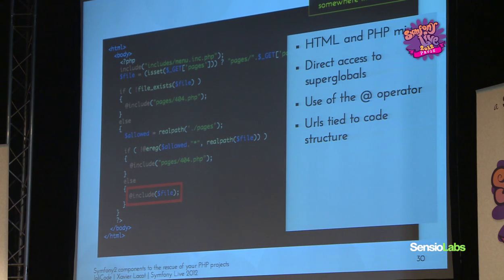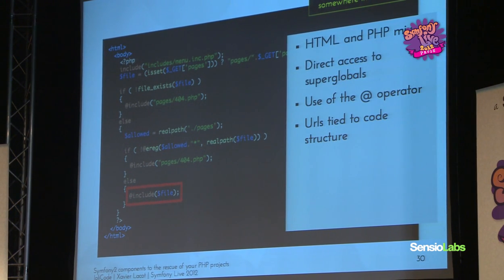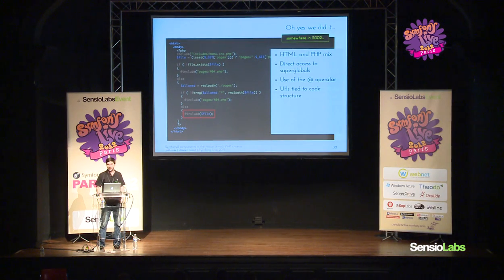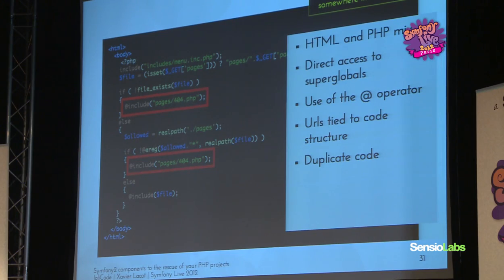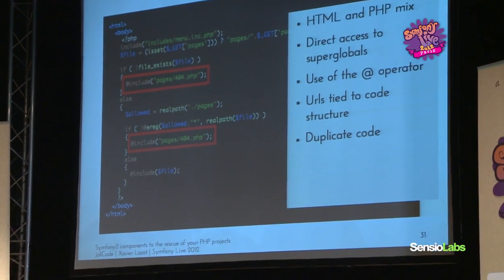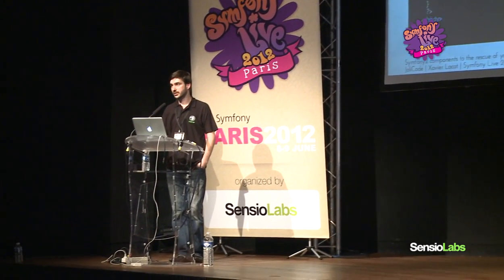And also, if you read the code, you will discover that the URLs that the user can use to access the application are strongly tied to the structure of the code on the file system. A URL matches one file, and if you want to create a new page, you have to create a new file, which is named exactly the same name. It's not a good practice, too. And finally, we have some duplication of code. Even if it's minimal, in larger applications, we will see a lot more duplicated code. So this was what we were doing in 2002.